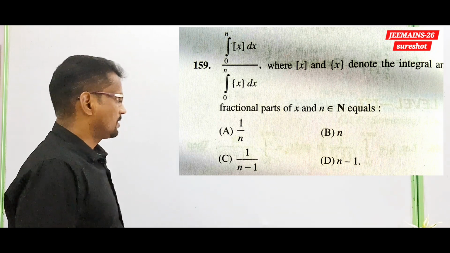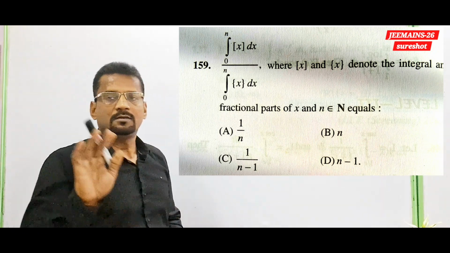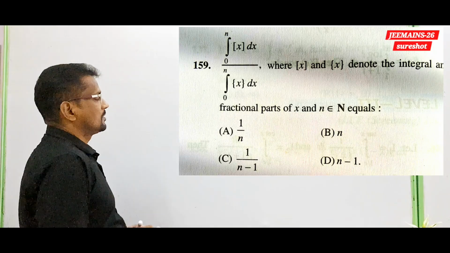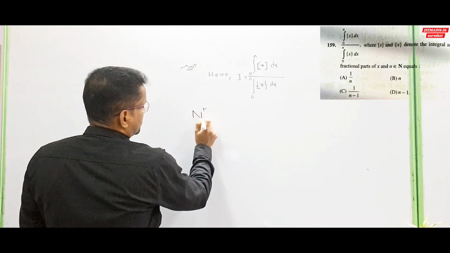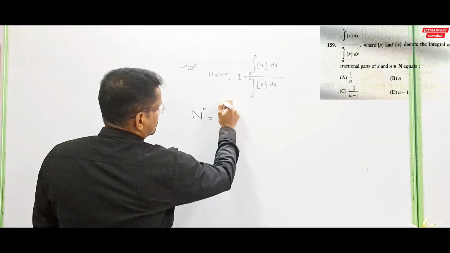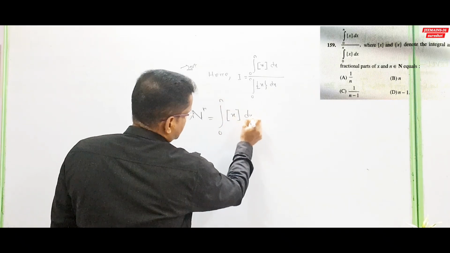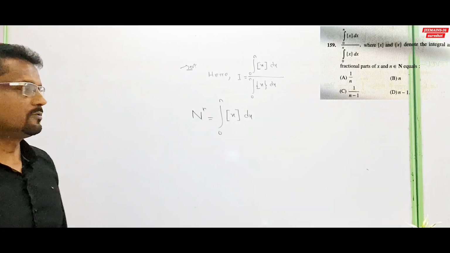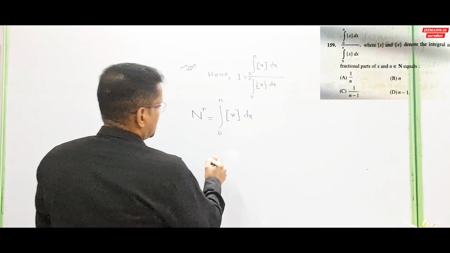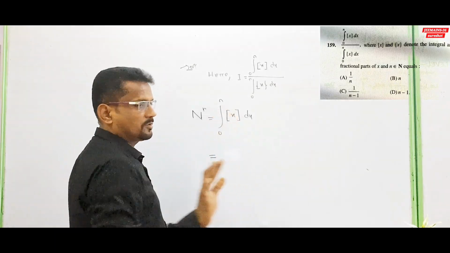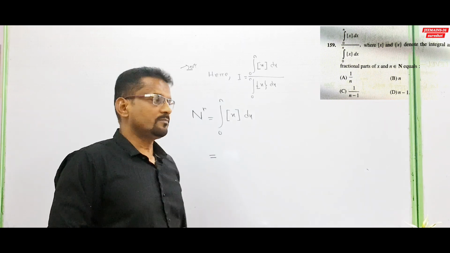So let us try how to find this. For this, first of all, let us calculate the numerator separately. The numerator is the integration from 0 to n of the integral part of x, dx. Here n is any natural number, or positive integer, you can say.